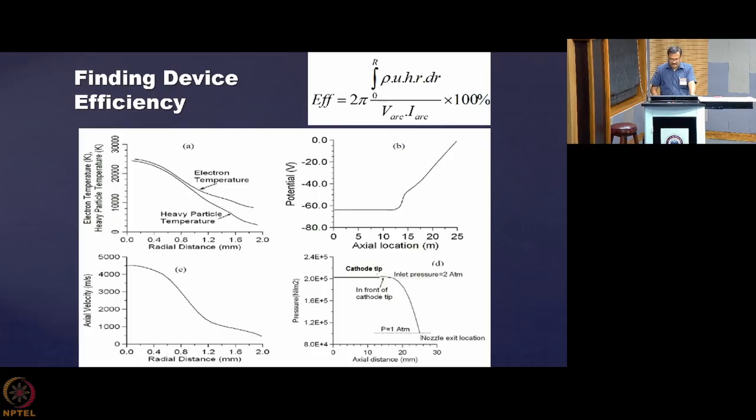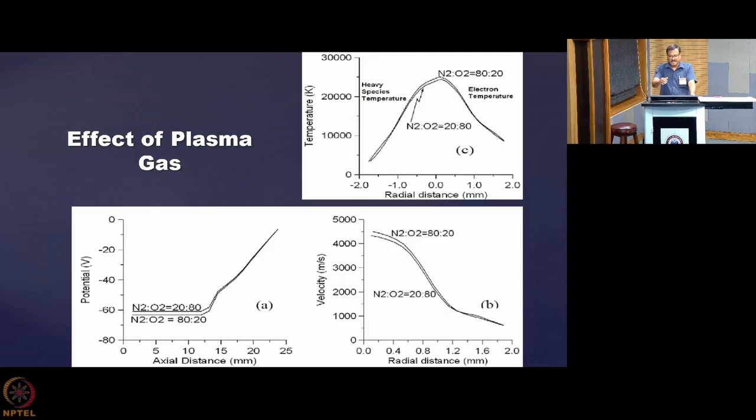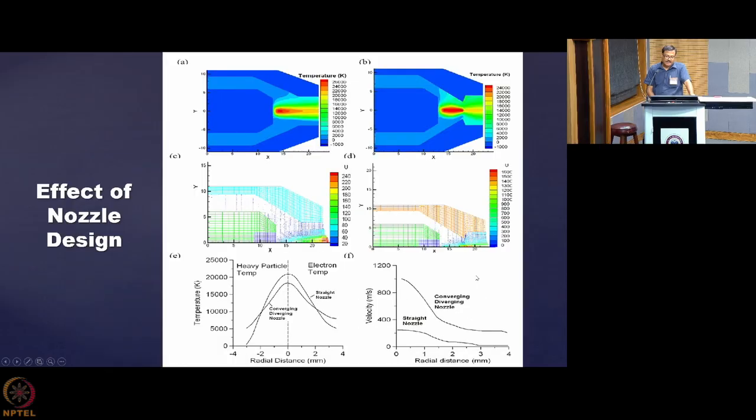So for that I will just give you some example. Here I am working with different gases. Once I have put N2 to O2 as 20 to 80, so that is not the common air ratio. And in another case I am using N2 to O2 as 80 to 20, so that is very close to the air composition. If I do that, then I see that there is a difference in the temperature, but not much. There is a difference in the velocity, again not very huge.